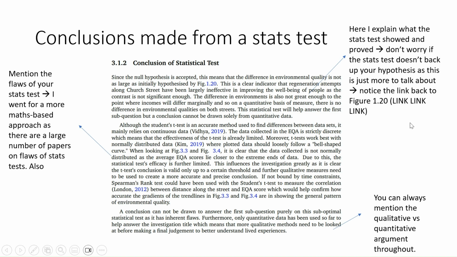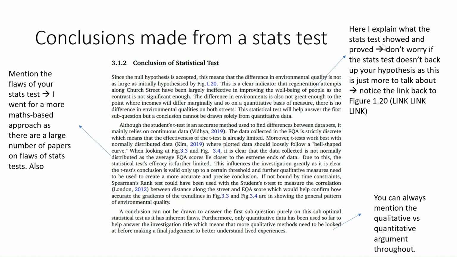Okay, and after you've done your stats test, you need to make conclusions about it. So here I've explained what the stats test showed and proved. That should be your first paragraph. And don't worry if the stats test doesn't back up your hypothesis. And notice again how I link back to my theory of my Kuznets curve in figure 1.2. Again, link. And yeah, this will just give you a little conclusion of what your stats test shows.